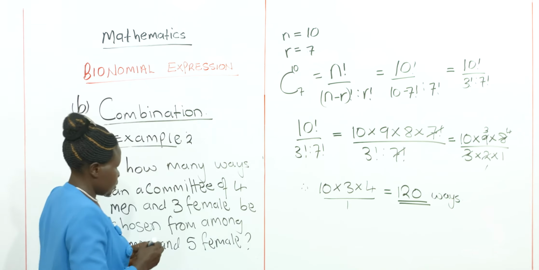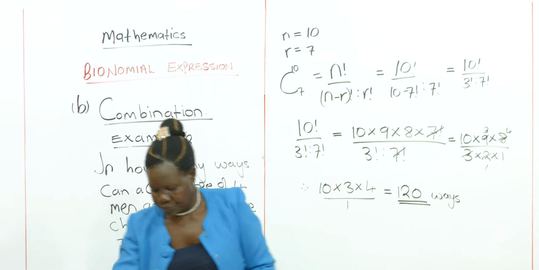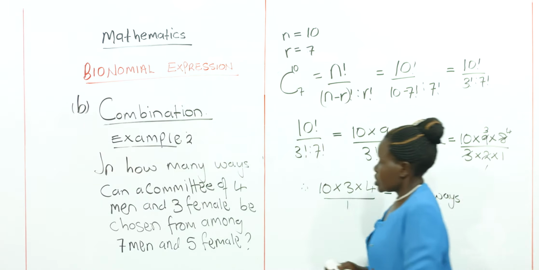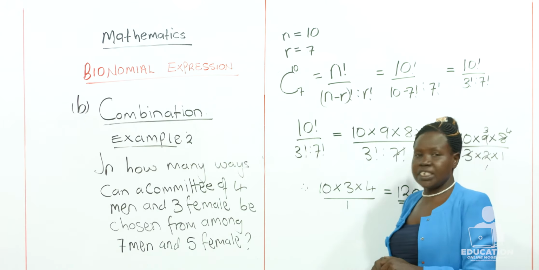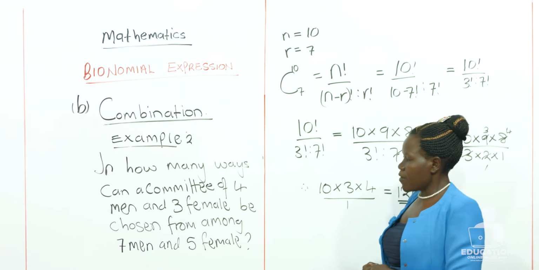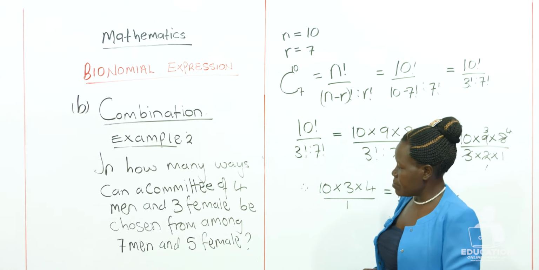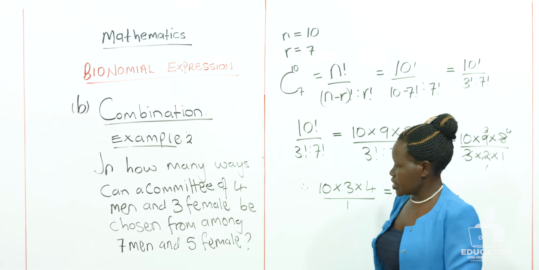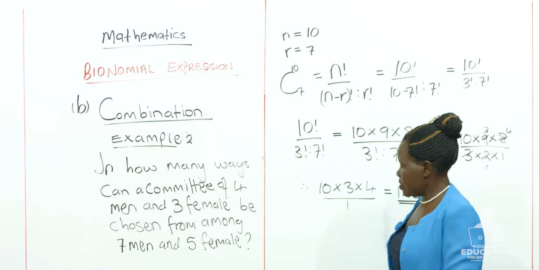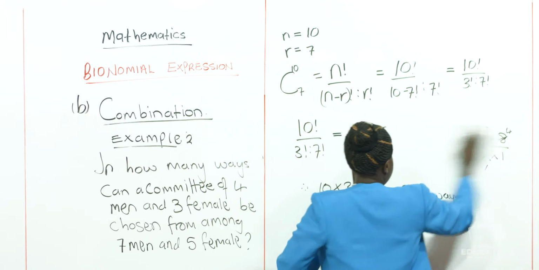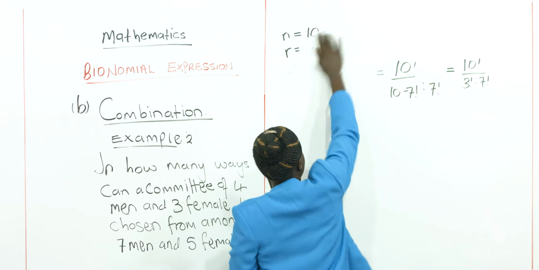Question mark. So dear learners, look at that question. The question says, in how many ways can a committee of 4 men and 3 women be chosen from among 7 men and 5 women? When you analyze that question, you find that it is a combination.